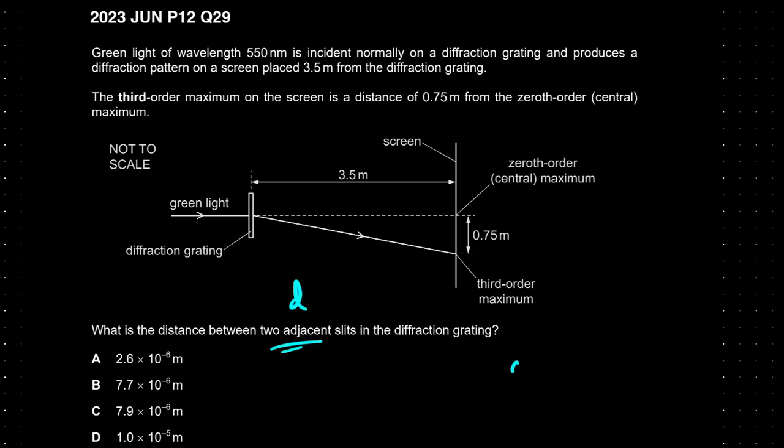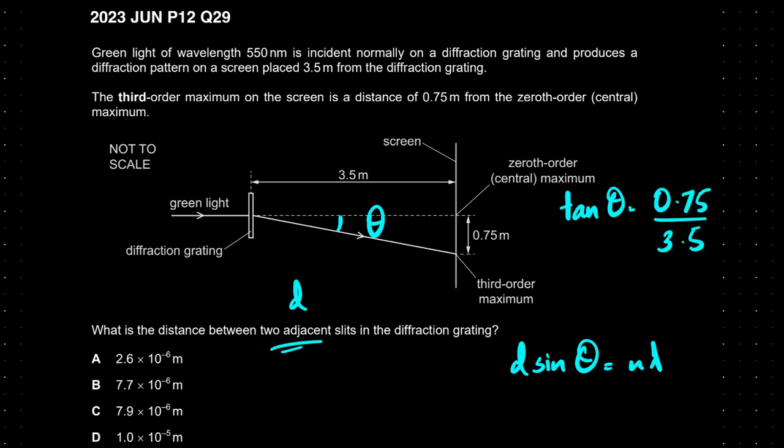If you remember the equation, d sin theta equals n lambda. I also know n is 3, and I want to find out d. I know lambda as well, and I need theta. Theta you will find using basic trigonometry, right? From here you can see that this is the adjacent, this is the opposite, so we are going to use tan. So tan theta equals opposite over adjacent. Then you just take the tan inverse, you get theta from here, and then you plug that theta into here and you find out d.